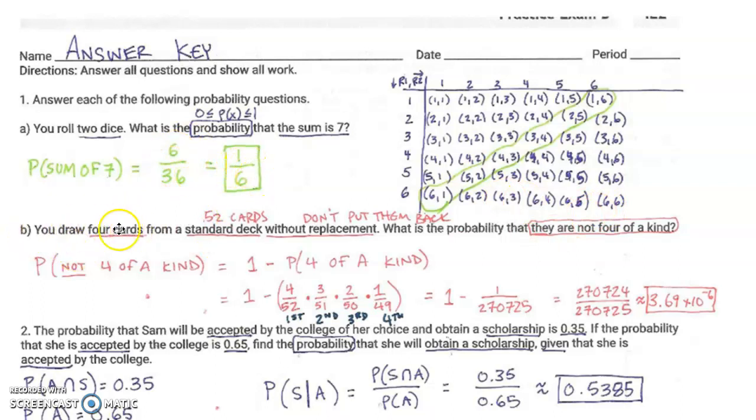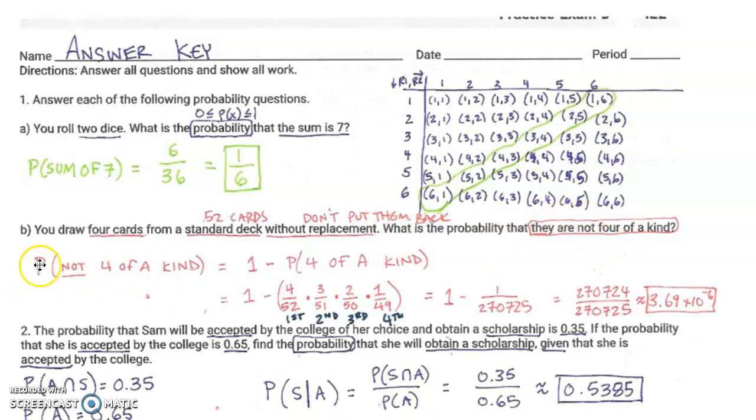For the second one, you're drawing 4 cards from a standard deck, which is 52 cards, without replacement. That's important. You're not putting them back. If I was asking you whether this was independent or dependent, these are dependent events because when you do it without replacement, you don't put the card back, which means it changes the probability. What's the probability that they're not 4 of a kind?